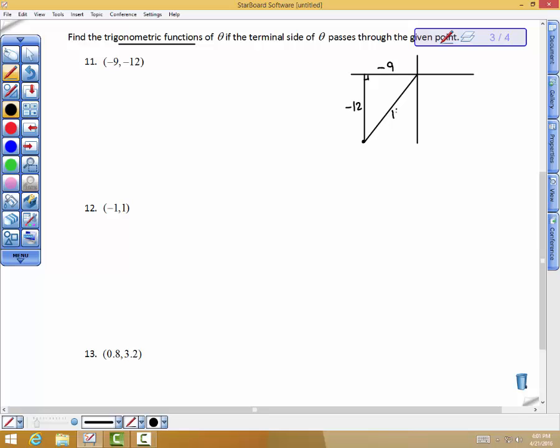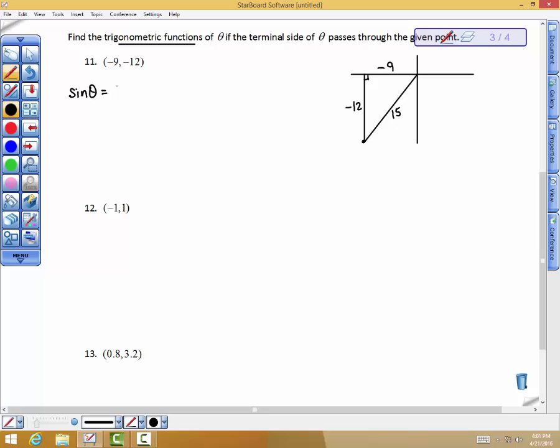And again, this would be a 3, 4, 5 right triangle. So by the Pythagorean theorem, this is a multiple of 3, a multiple of 4, a multiple of 5. The hypotenuse is 15. This says find the values of the trig functions for theta. So I want you to list all 6 for me.